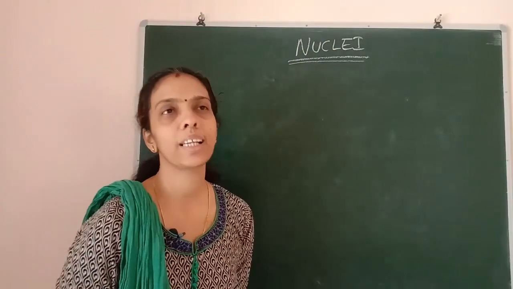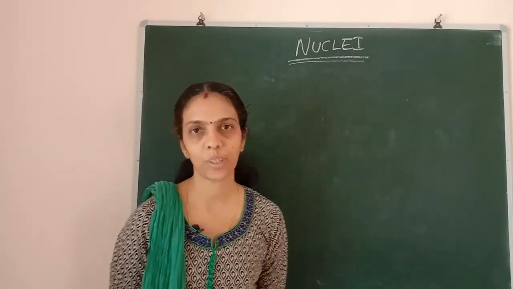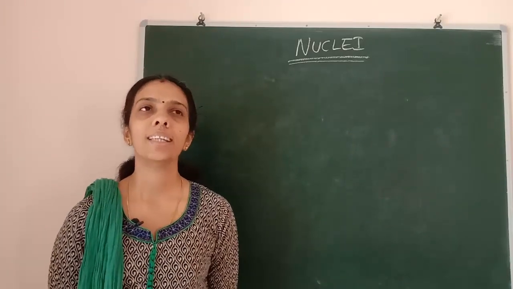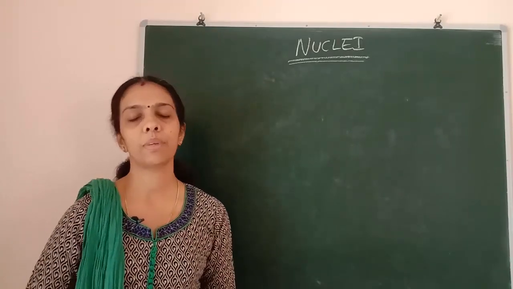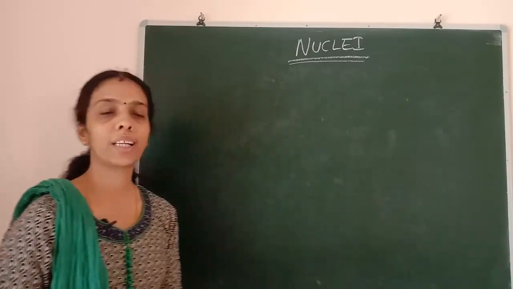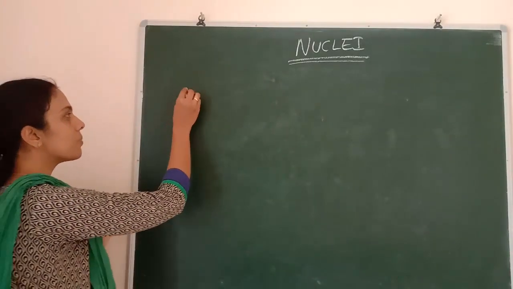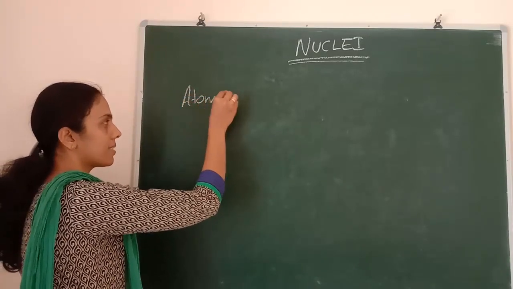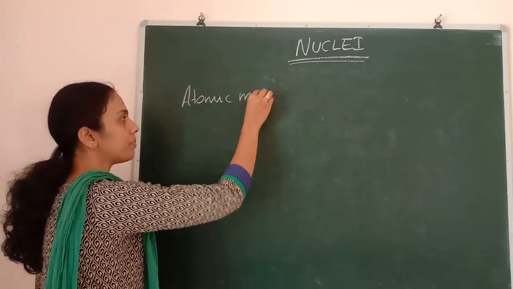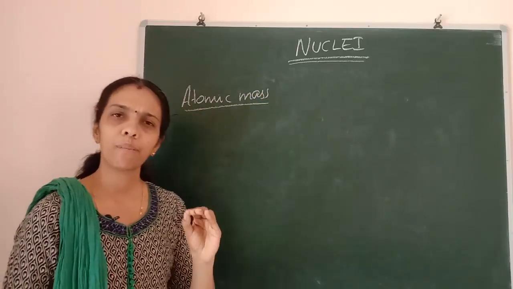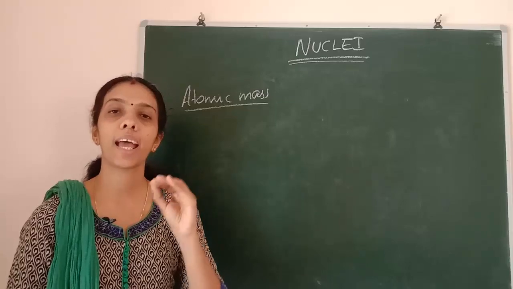What all is there in the nuclei, and what will be the mass of the nuclei, and the rest of the things we will be studying in this chapter. So first one is nuclei. In nuclei, first we are going to study about the atomic mass. So what is meant by this atomic mass? What is the mass of an atom?